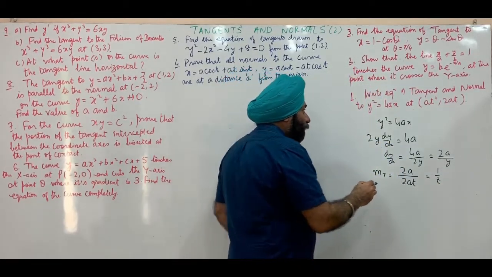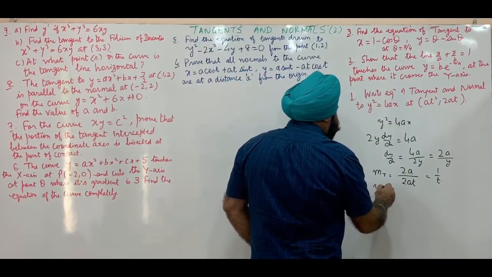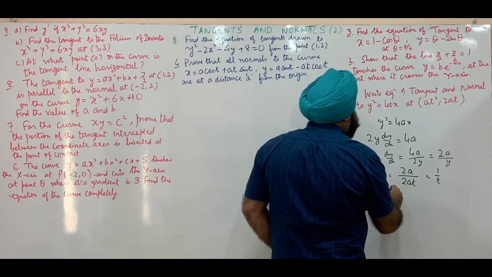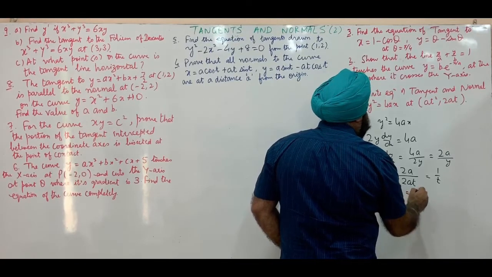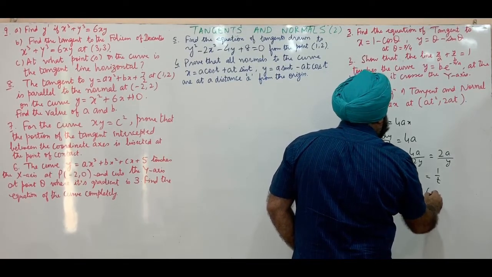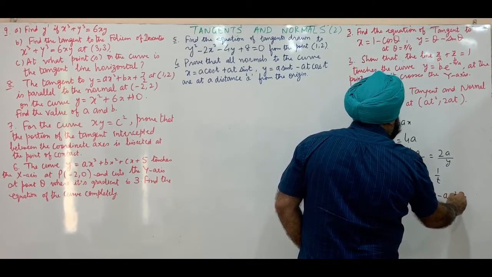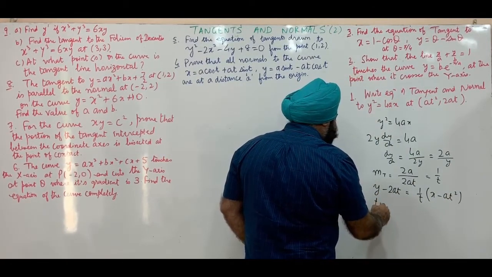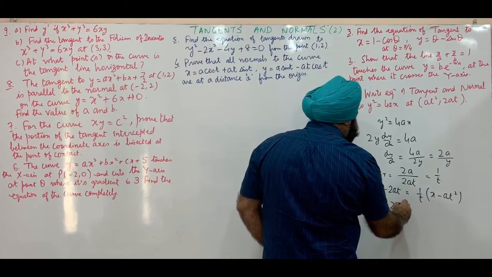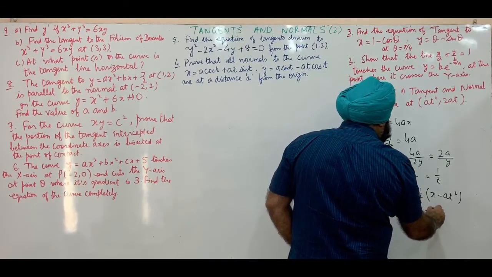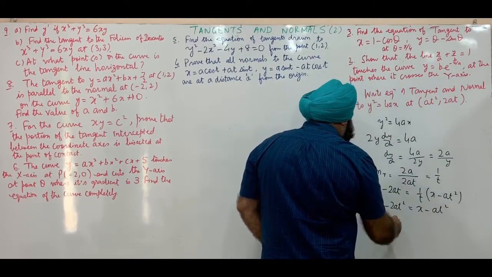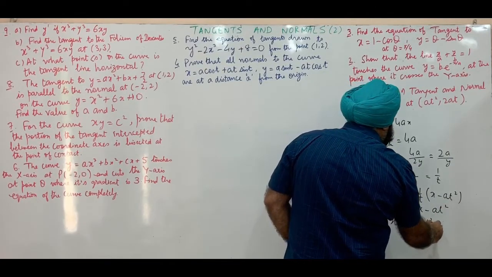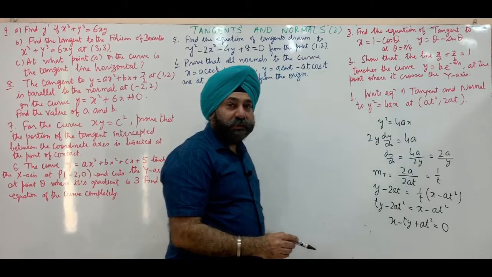Now we can write the equation of tangent. We use the point slope form, y minus y1 equal to slope into x minus x1. Multiplying t on the left hand side, ty minus 2at square is equal to x minus at square, that's x minus ty plus at square is equal to 0. This is the equation of tangent.